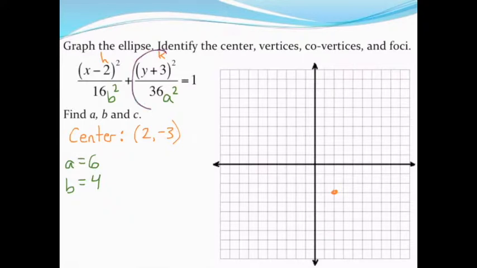Because the a value is underneath the y, and that's a vertical direction, I'm going to count up and down 6 spaces from my center. So up 6, 1, 2, 3, 4, 5, 6 will put me right about there. And also count down 6. So 1, 2, 3, 4, 5, 6 right there. So there's going to be the vertical part of my ellipse.